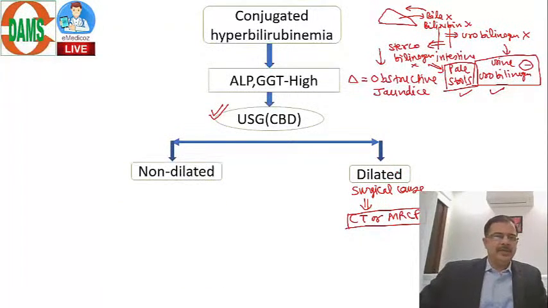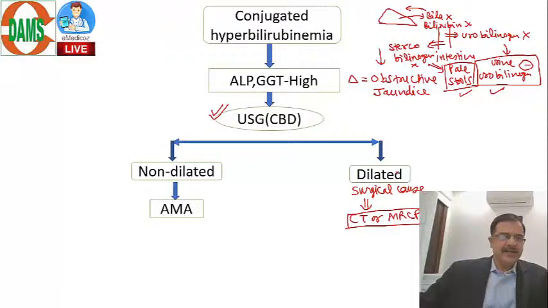While if there is no dilatation of the common bile duct, in that case we will go for an anti-mitochondrial antibody. Non-dilated means either it is intrahepatic obstruction, so the common bile duct will not be affected, or it is a sclerosis of all the bile ducts. So due to sclerosis, it is not dilated.